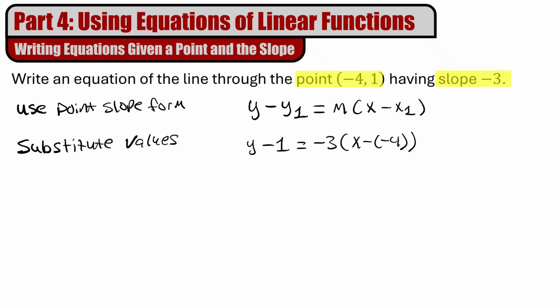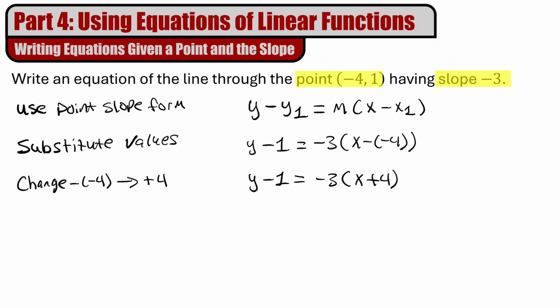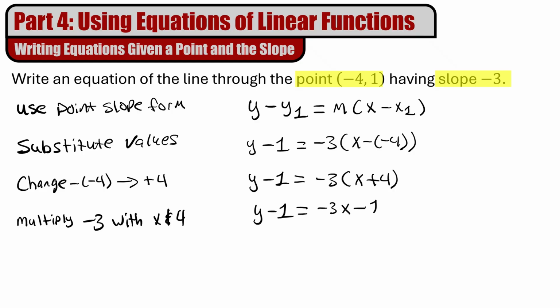Next, clean up the double negative. Minus a negative becomes plus, so minus negative 4 becomes plus 4. So now the equation is y minus 1 equals negative 3 times (x plus 4). Next distribute the slope. This means multiply negative 3 with x and 4. This will become y minus 1 equals negative 3x minus 12. Next isolate y by adding 1 to both sides. This will become y equals negative 3x minus 11.